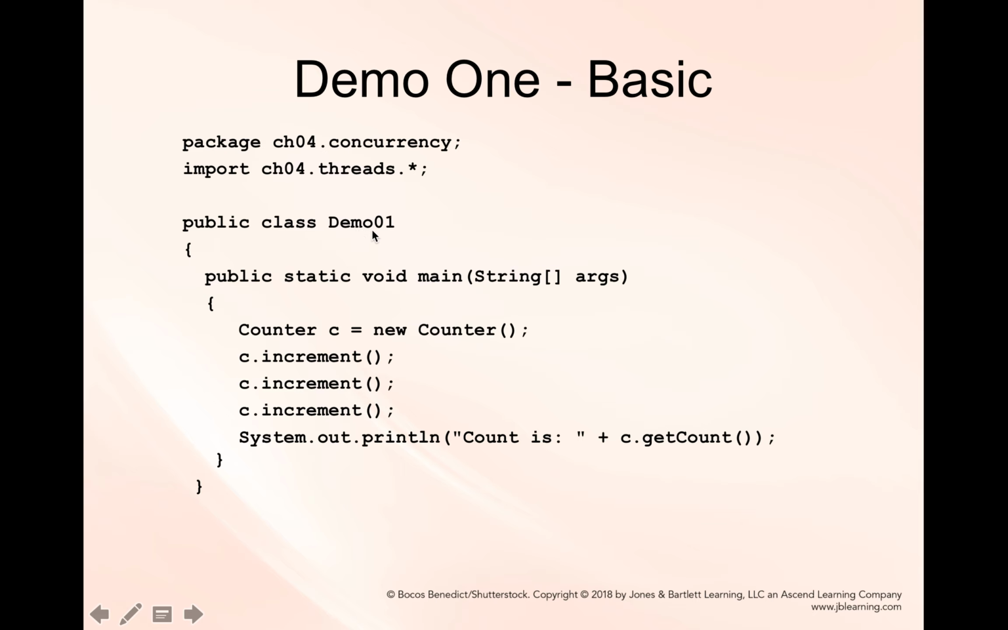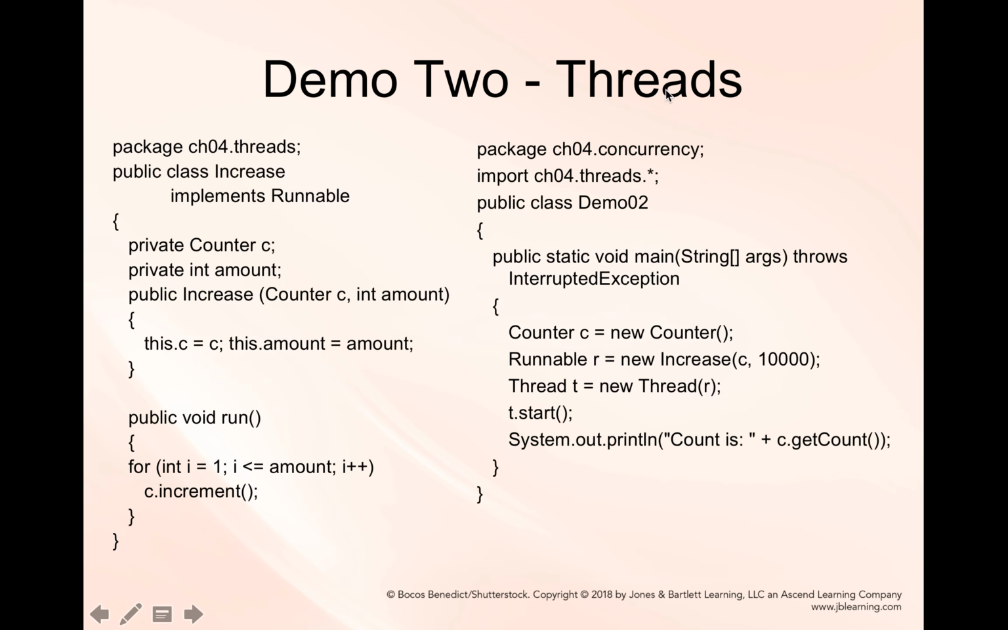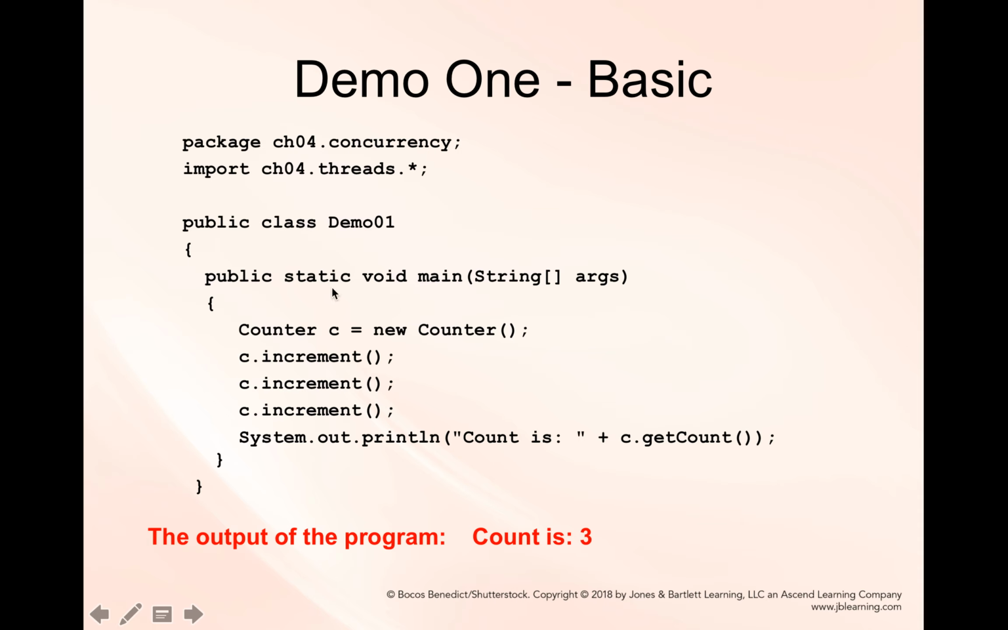So this is the second class. This is demo one. What we do is create an object of the counter class and then call increment 3 times, right? So the value of C, which is initially 0, should be incremented 3 times. So what should get printed here? Yes, you are right. It is 3. So count is 3. Now this one was the main thread, right? So only one thread was doing increment. Now we will add some threads.